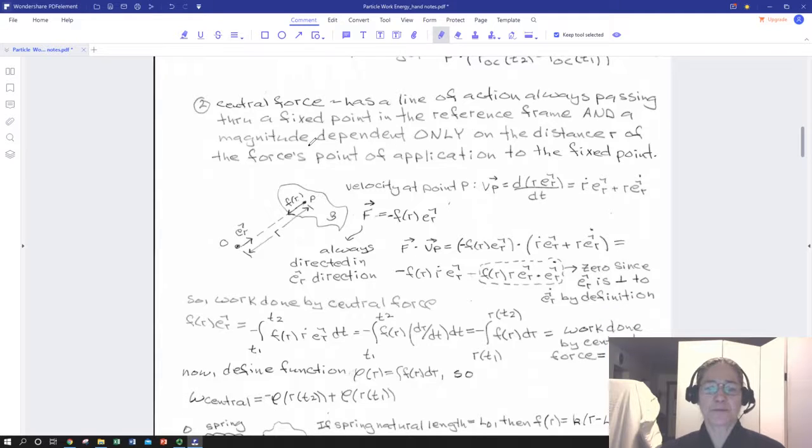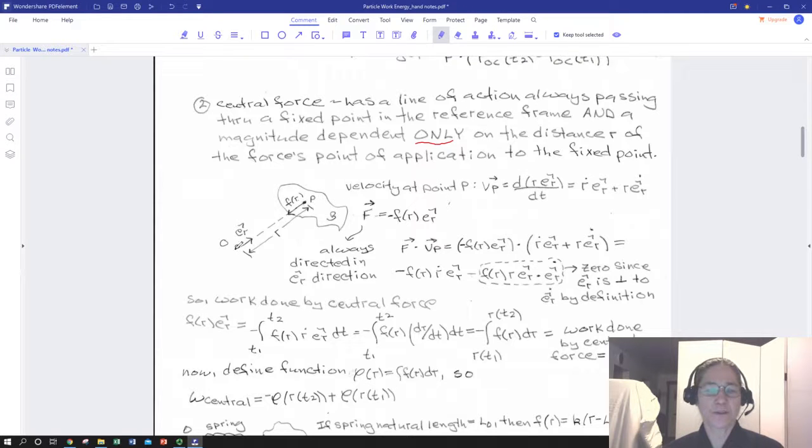The next type of force work done scenario is called a central force, and its unique characteristic is it has a line of action always passing through a fixed point. So something's tied down somewhere and is always acting from that point. Great place to set the origin of your coordinate system, maybe. And a magnitude dependent only on the distance r, in this case, of the force's point of application to a fixed point on your body.